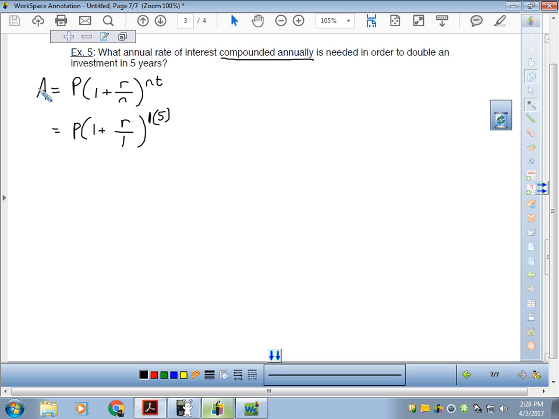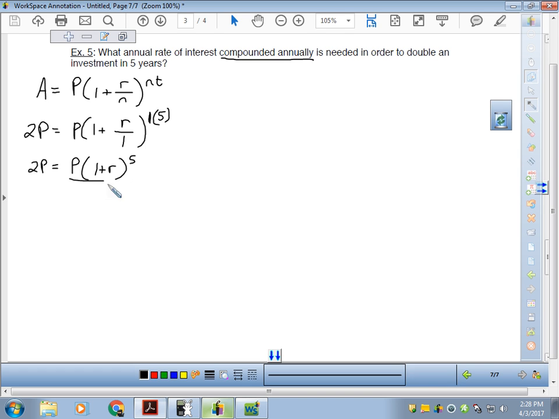Now, over here, our amount, they told us we want to double our investment, which means if we're taking P and we're doubling it, we get 2P. So I'm going to clean this up a little bit. This is 2P equals P times, here r divided by 1 is just r, so this is 1 plus r. And then up here, 1 times 5 is just 5. This is our new equation. 2P equals P times 1 plus r to the 5th power.